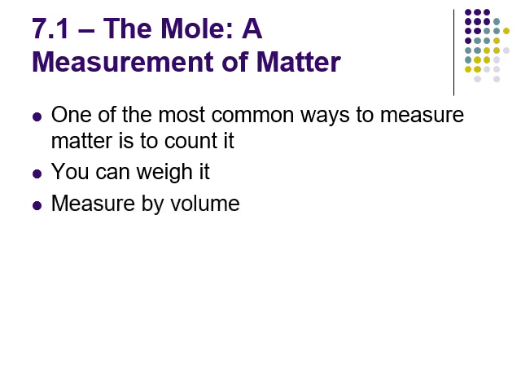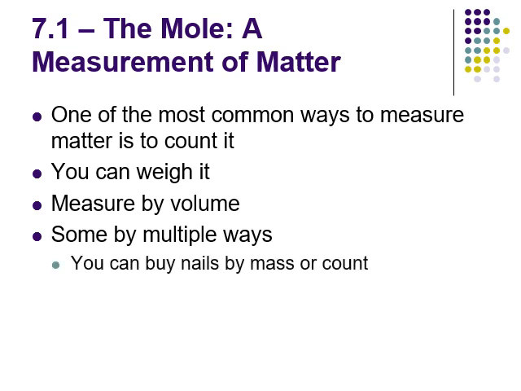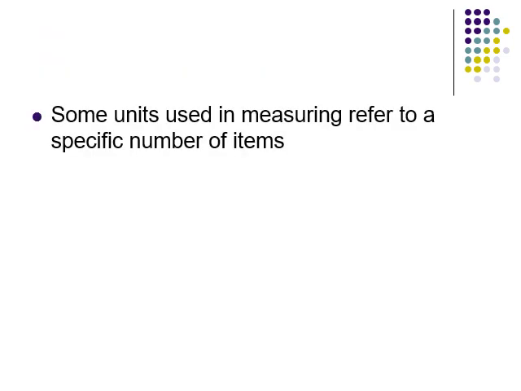You can weigh it. You can measure its volume. Some things you can kind of measure multiple ways. So, for instance, when you buy nails, you can either buy nails by mass, or you can buy nails by counting them. Now, there are some units used in referring to a specific number of items. So, for instance, a pair always means 2. A dozen always means 12. And those are things we are just familiar with. That if I say I have a dozen oranges, that you have 12 oranges.